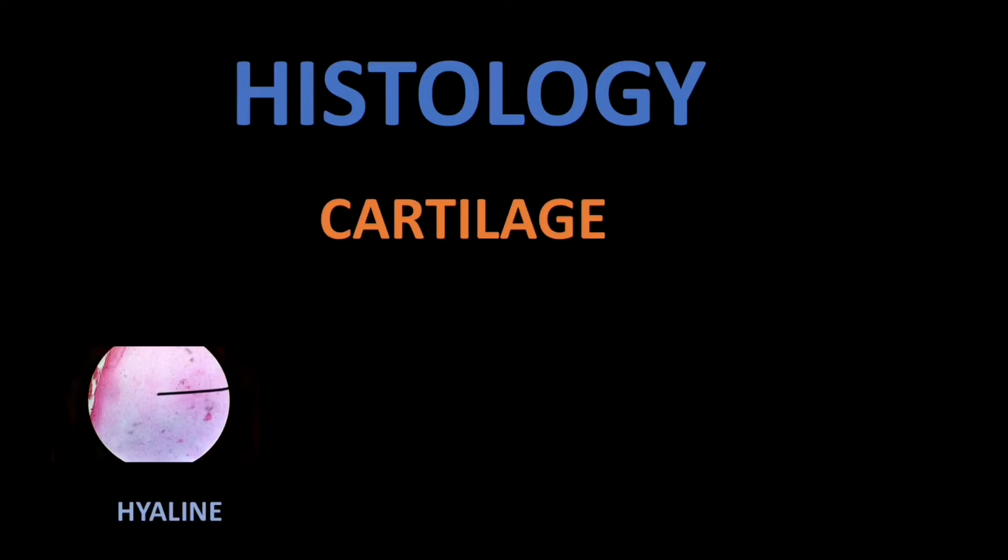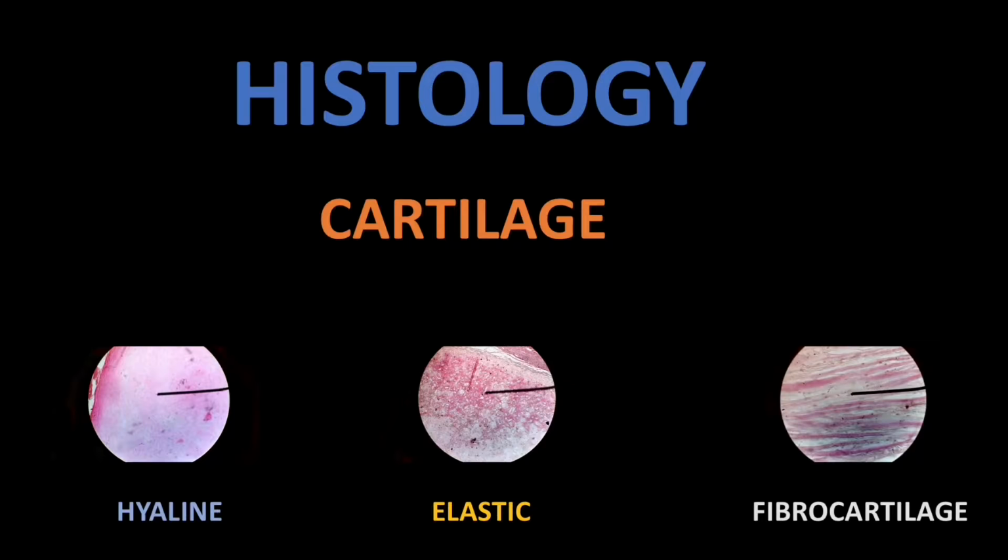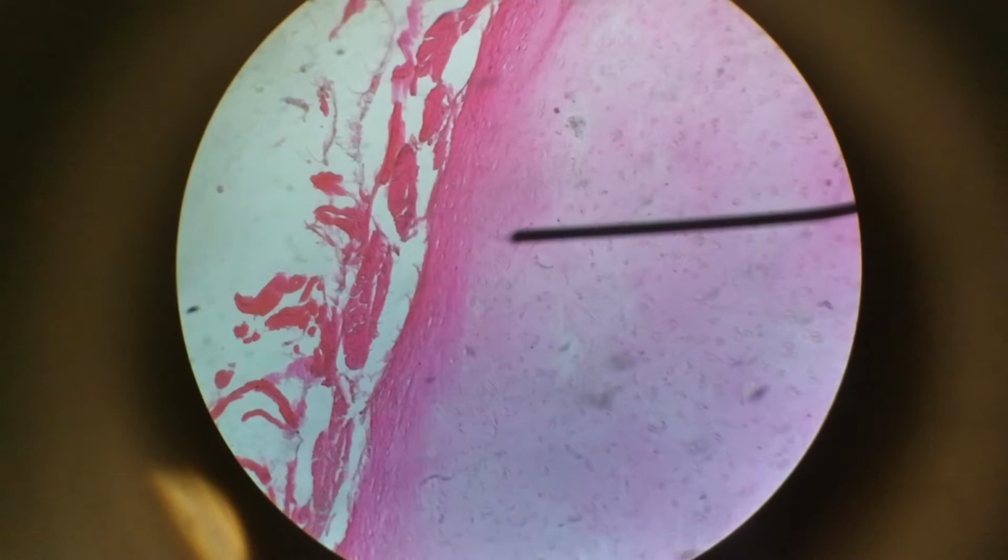Today in this video series we are going to talk about the histology of the cartilages. As we know, there are three types of cartilages in human beings. The first is the hyaline cartilage, the other is the elastic cartilage, and the third is the fibrocartilage. Here I have mounted on the microscope, under low power, the slide of the hyaline cartilage.